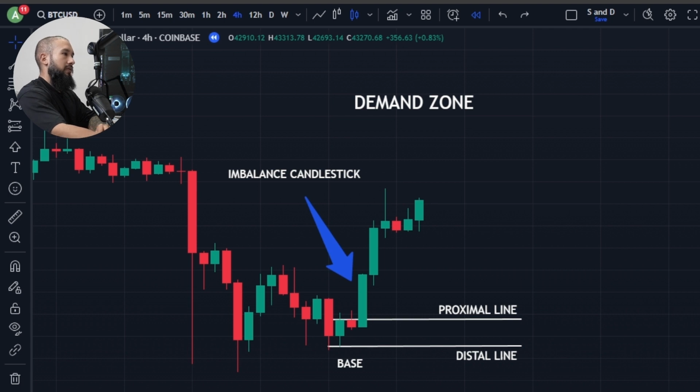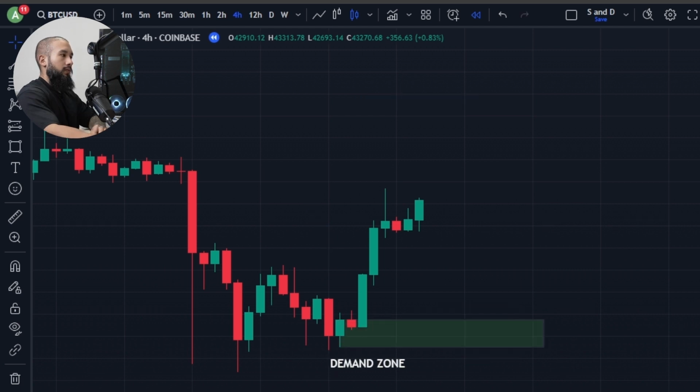All right, now that we have identified our base and imbalance candle, we can label our demand zone. And if we labeled it, it will look like this. We can see that we have our zone and we have our imbalance candle coming out of the zone, showing a lot of imbalance.